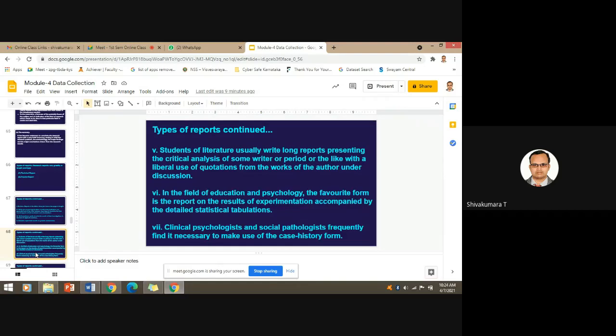And clinical psychologists and social pathologists need to make use of the case history form. Usually when you go for a clinical diagnosis, they will ask whether you had a fever, for how many days you have had the fever, how long you have had a cough, etc. So they want a history of the data for their decision making. They will rely on the past of the patient, right? That's also one kind of report.